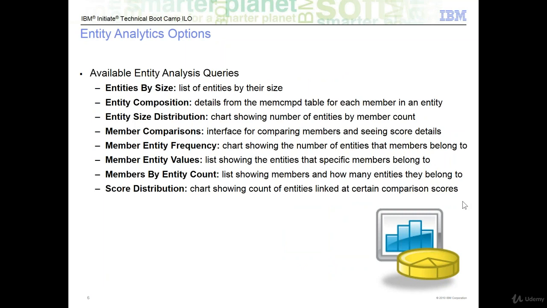Now for options of entity analytics, you have entities by size, composition, size distribution, member comparisons, member entity frequency, member entity values, and members by entity count. Finally, the score distribution. That's a chart showing count of entities that are linked at certain comparison.